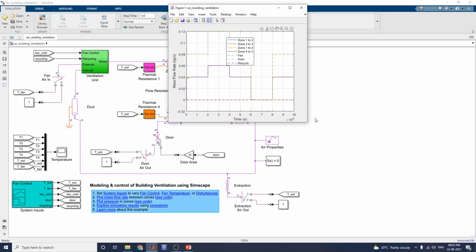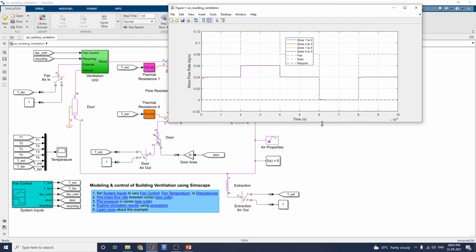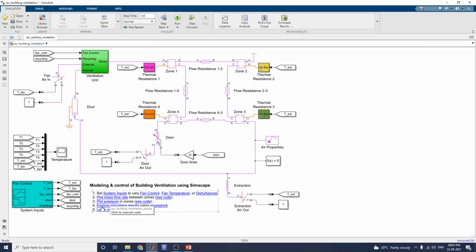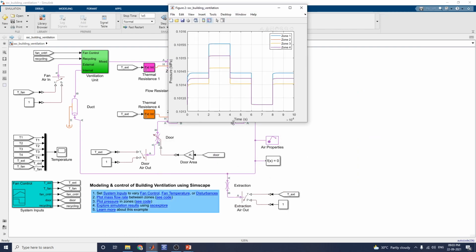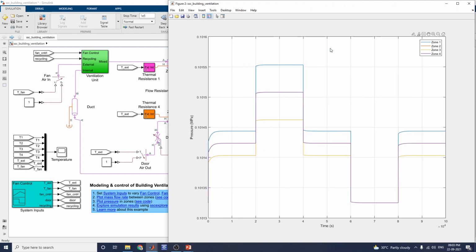Here we plot the mass flow rate between zones. Here zone 1 to zone 2, zone 2 to 3, 1 to 4, 4 to 3, and fan and door and recycle. Here it shows the mass flow rate between zones. The next thing, the plot of pressure in each and every zone. This plot of pressure is available in this building ventilation example. It shows like this. This is your plot of pressure in different zones.